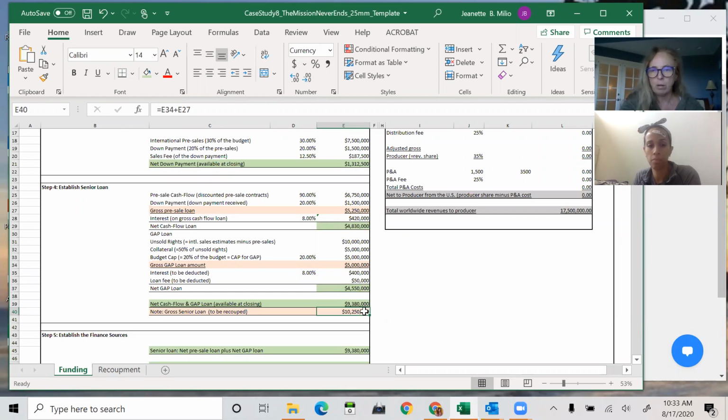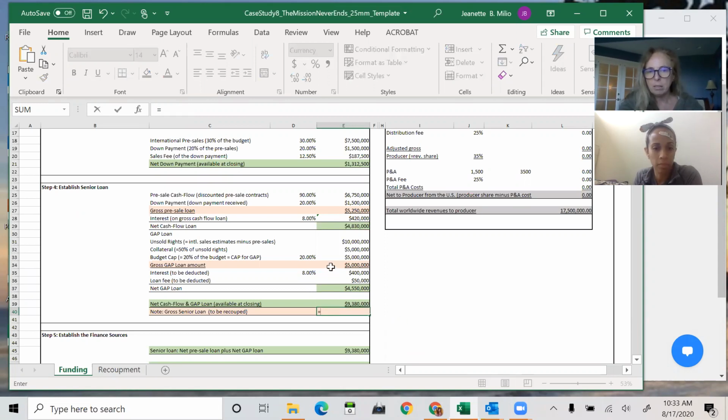But I have to also figure out what I have to pay back later. How I get to this number is adding the gross amounts, because they include the fees that I still have to pay. You haven't actually paid them, you just deducted them, but the bank hasn't seen a dime. So when you recoup is when you pay them. For your recoupment, we want to establish how much you actually have to pay back. It's the $5 million of the gross gap loan and the $5 million of the gross pre-sale loan. So now I know 9,380,000 is available to me for my budget, and 10,250,000 I'm going to have to pay back later.